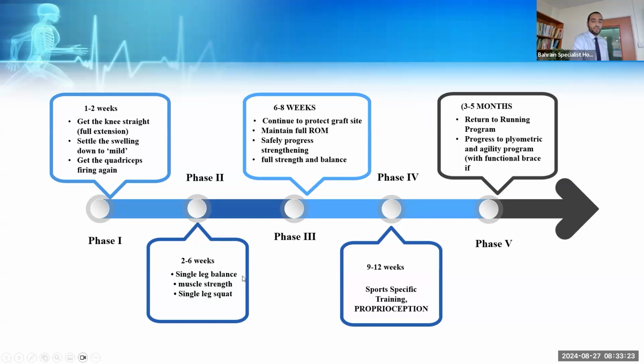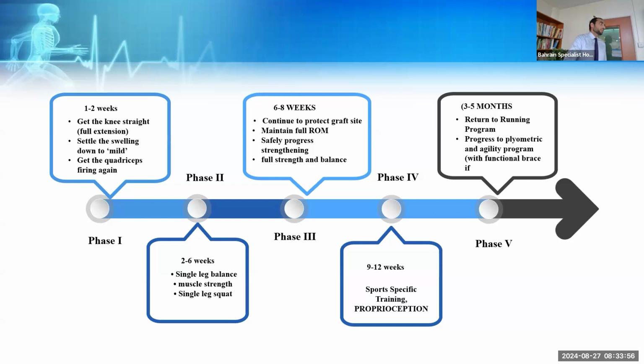In phase 2, we start with single leg balance, improve the muscle strength, especially the hamstrings, and single leg squat is started. Phase 3 is between 6 to 8 weeks. So the range of motion is further improved, and strengthening of the muscle is continued. Between 9 weeks to 3 months is phase 4, where sports specific training can be started. So all these phases depend upon how well the patient responds.